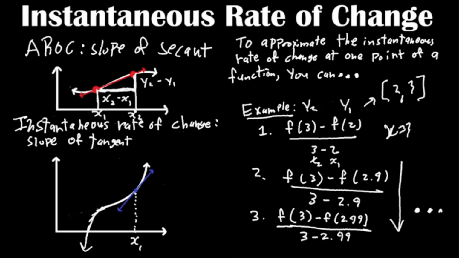Now let's say you want to get a better approximation. You shrink the interval towards 3. So instead of doing from 2 to 3, you do 2.9 to 3. If you want an even better approximation, you can do from 2.99 to 3, right? This approximation is only getting better and better as we shrink this interval. So it's getting closer and closer to the instantaneous rate of change.